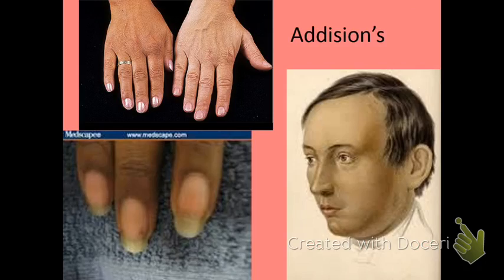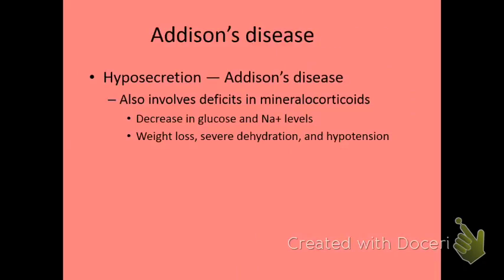Now, Addison's disease is a condition that we find also in the adrenals, and it involves glucocorticoid deficits, which decrease glucose and sodium levels. You get weight loss, severe dehydration, and hypotension. I had a friend of mine who had Addison's disease, and he claims it was because he drank at least 13 cups of coffee a day.